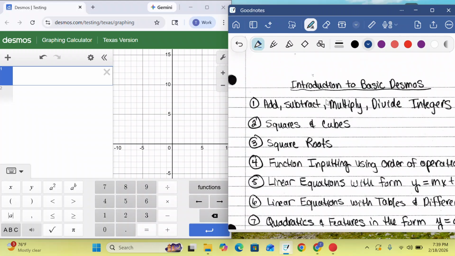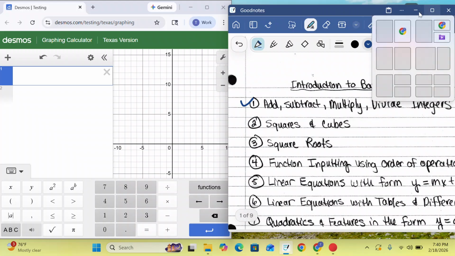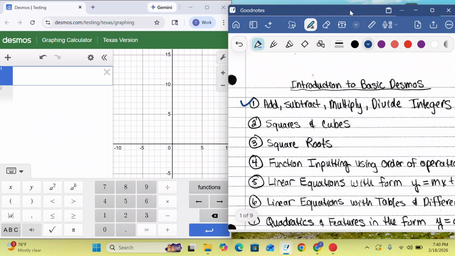So we're going to do the introduction of basics of Desmos. We're going to be covering adding, subtracting, multiplying, and dividing integers using our Desmos calculator. So how do you find the Desmos calculator? It is a graphing calculator. All you have to do is Google Desmos, and of course you have to do it specifically to your state. I am in the state of Texas, so I am going to be using the Texas version as our students are going to be taking our STAAR assessment. Again, it is specific to your state test and your state calculator.